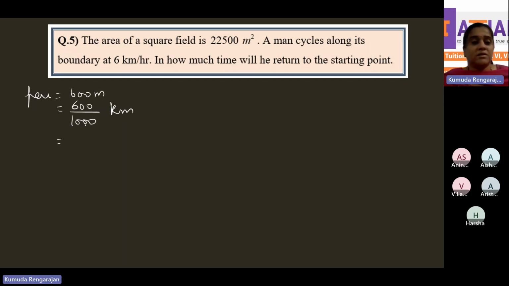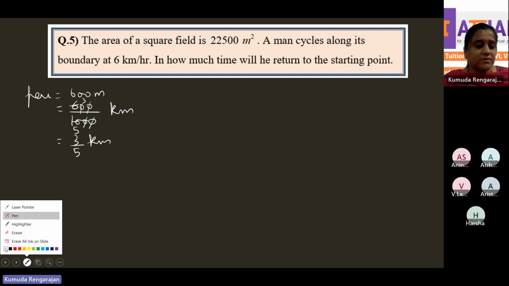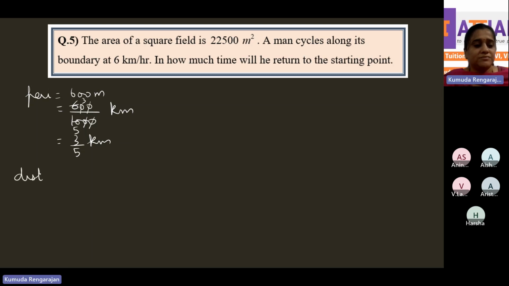Focus is important. So now 2 zeros get cancelled, correct? 2 threes are 6, 2 fives are 10, correct? 3 by 5 kilometers, correct? Okay, so I meant this is the distance. This is the distance, right? So distance is equal to 3 by 5 kilometers.